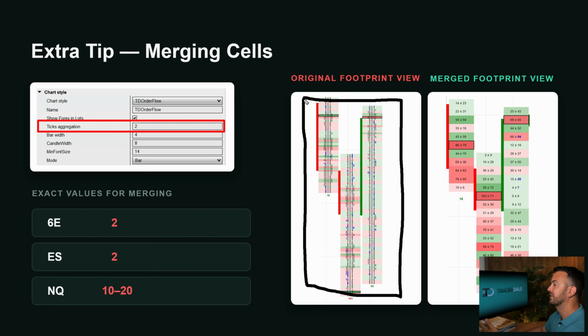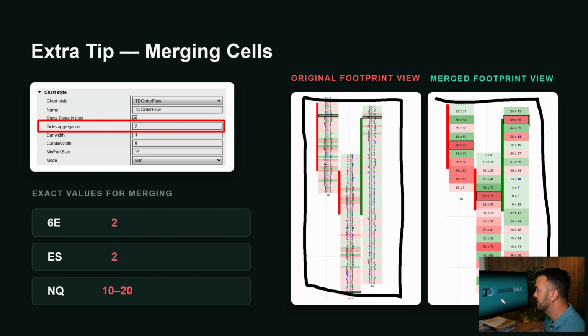This is typical, for example, if you open up the NQ chart. It looks like this. It's a mess. You can't tell what's going on. But if you use the merging cells, then you turn it into this, which is suddenly easier to read.